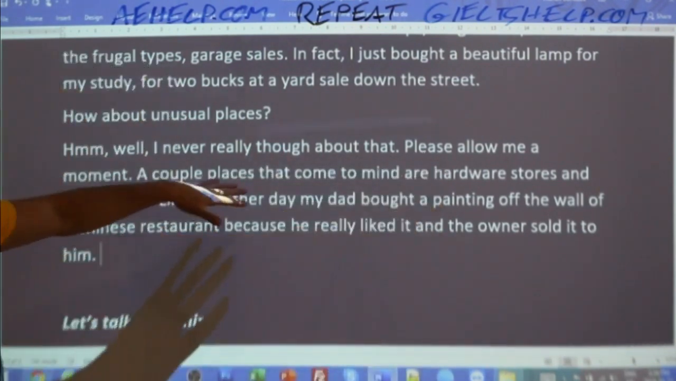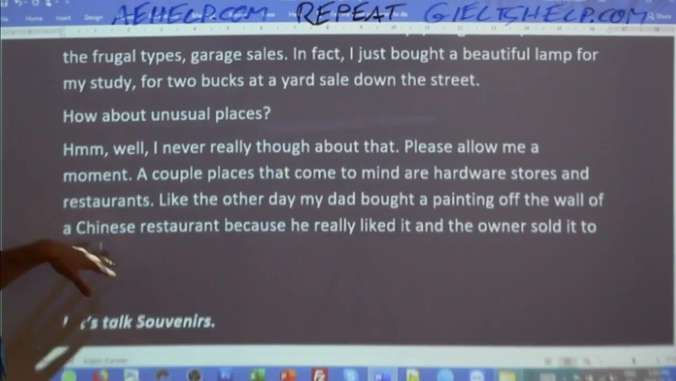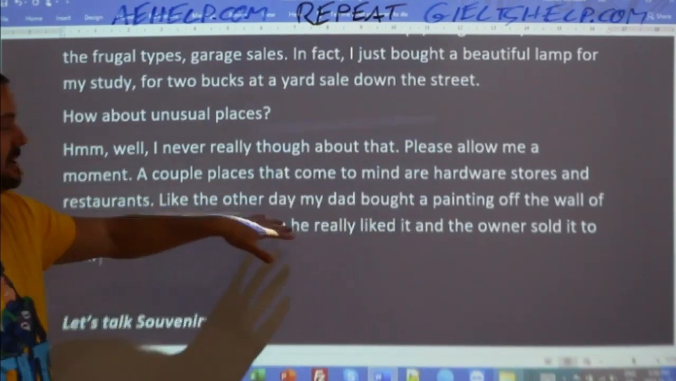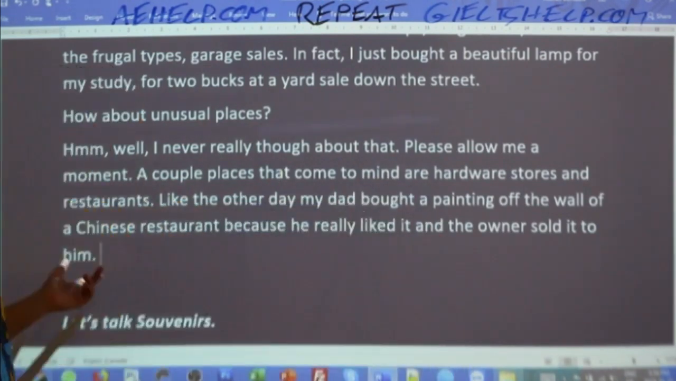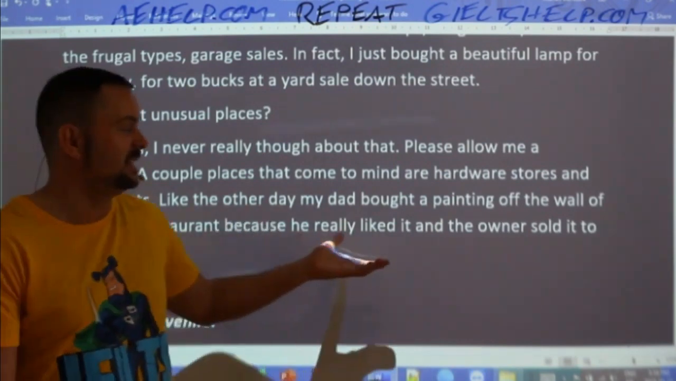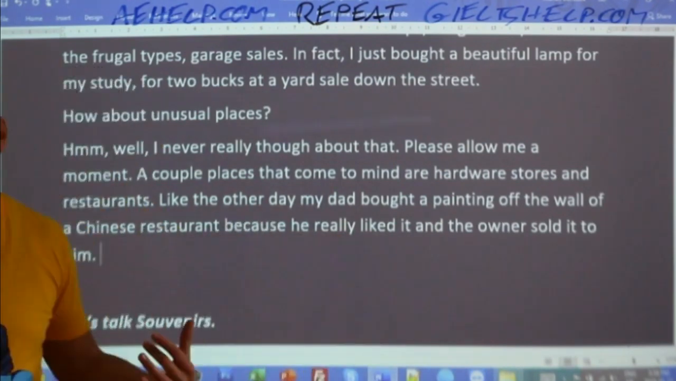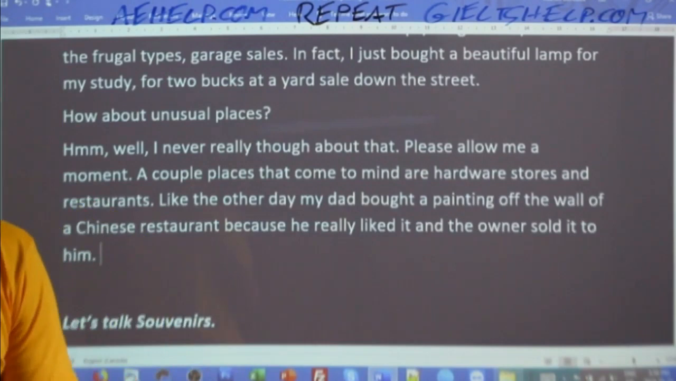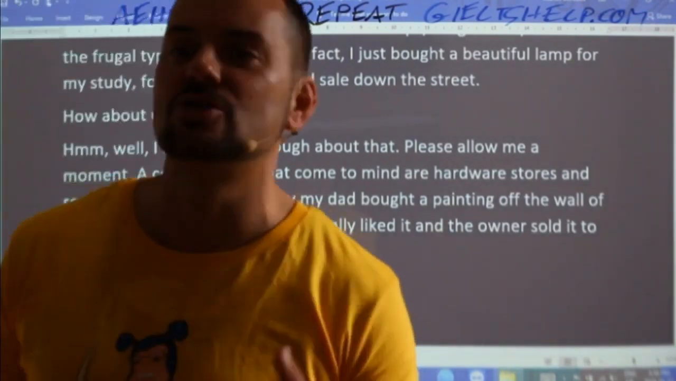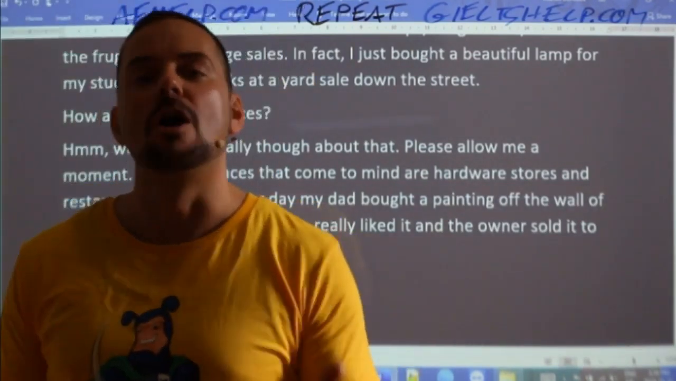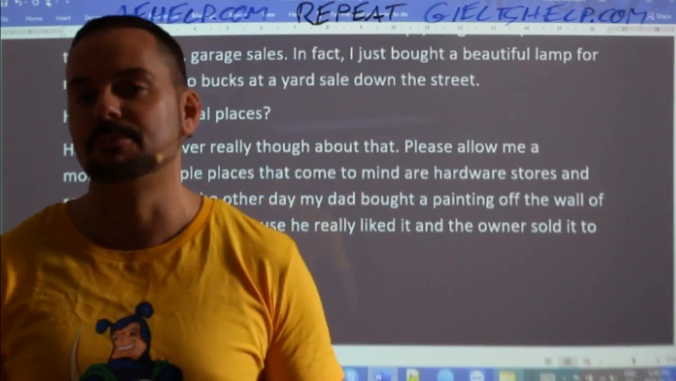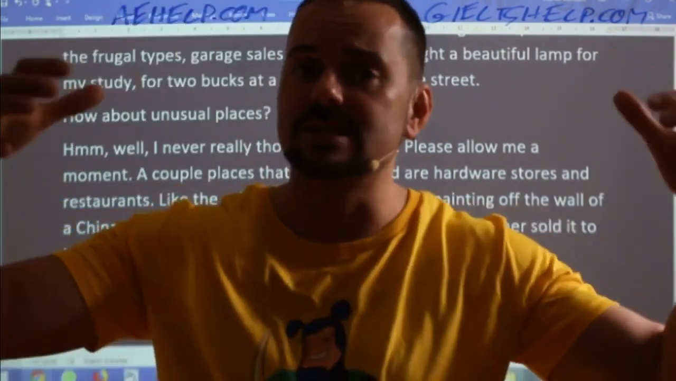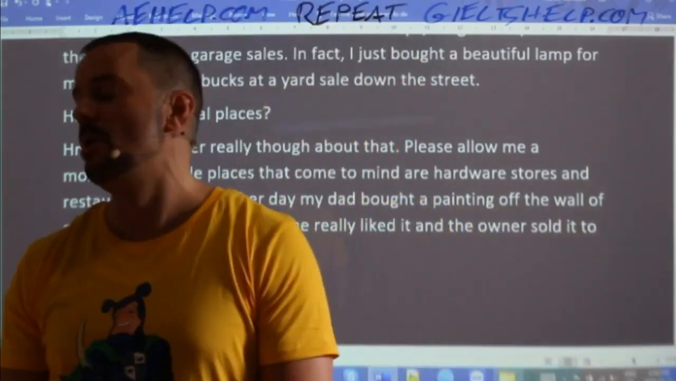A couple of places that come to mind are hardware stores and restaurants. Like the other day, my dad bought a painting off the wall of a Chinese restaurant because he really liked it, and the owner sold it to him. Okay? So there are always answers. Don't overcomplicate your thinking. Just keep it simple, but do practice thinking outside of the box.